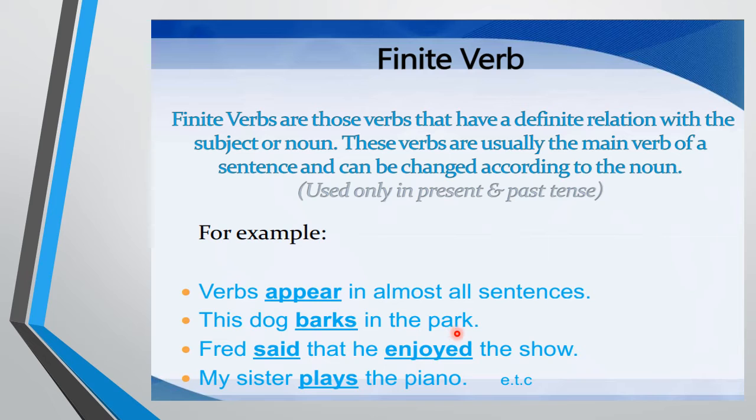This dog barks in the park. So barks can be changed into past tense like this dog barked in the park. So bark is basically finite verb. Fred said that he enjoyed the show. Said and enjoyed, they're already in past tense and they can be changed into present like Fred says that he enjoys the show. So again these two words become finite verbs. My sister plays the piano. So plays is a present tense.